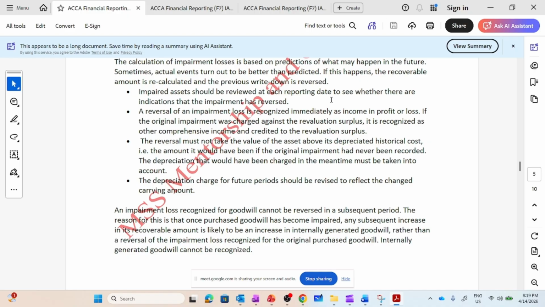It is recognized as other comprehensive income and credited to the revaluation reserve. So we are going to do a reversal of what we have done in the revaluation reserve and what we have done in the income statement. We are going to offset it against the other comprehensive income and we are going to credit the revaluation reserve.